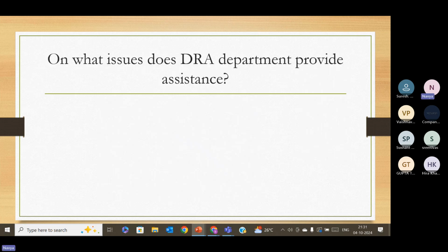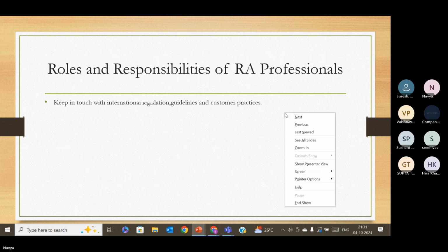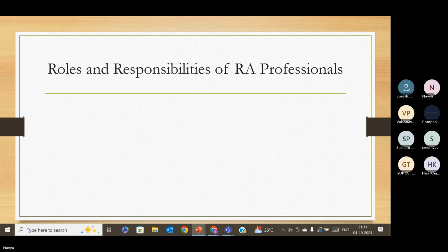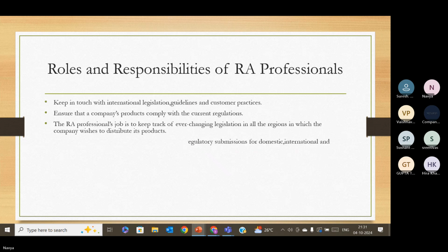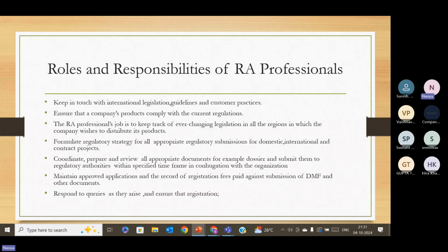Now, on what issues does the RA department provide assistance? Which are the different issues we have, or other departments come with those issues to us so that we can help them? Okay. Sorry, there's some technical issue with it.